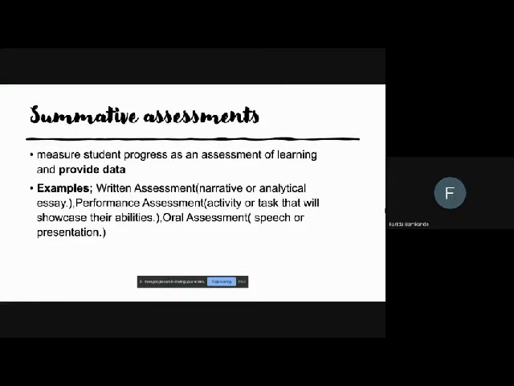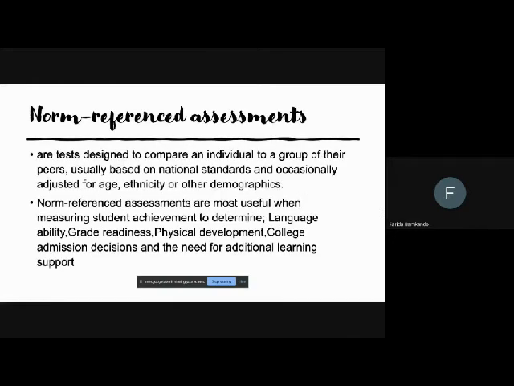Some examples of summative assessments are rating assessments, which can be a narrative or analytical essay, performance assessments, like an activity or a task that will showcase the student's abilities, or oral assessments, like a speech or a presentation. And norm-referenced assessments are tests designed to compare an individual or a group with their peers, usually based on a national standard and occasionally adjusted for age, ethnicity, and other demographics. They are most useful when measuring students' achievement to determine language ability, grade readiness, physical development, college admission decisions, and the need for additional learning support.